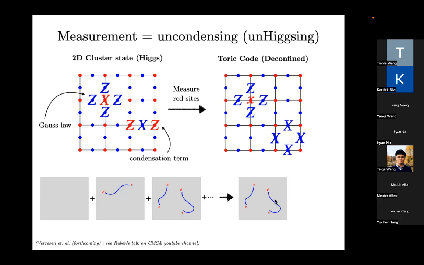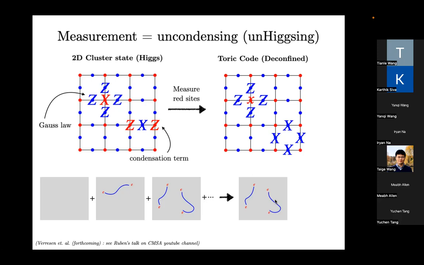So going this way is condensation. You sum over all of the charge configurations. By measuring, you pick just one. So you jump from the Higgs phase back into the deconfined phase. So this is a way to think of how this is preparing the cluster state: it goes from confined to Higgs, and then you sort of jump across the transition back into the deconfined phase. Okay.